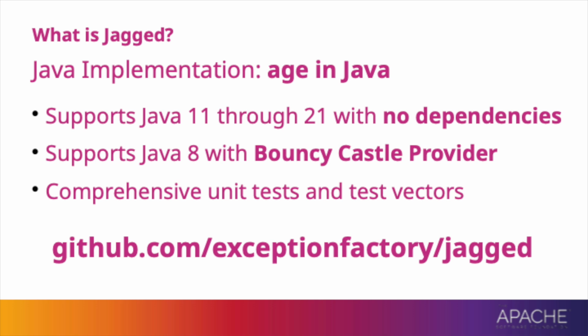This is because in Java 11, Java added support for both the ChaCha20-Poly1305 cipher algorithm and the X25519 key exchange algorithm. So that has the benefit, if you're running on those versions, you don't need any additional dependencies. If you're still stuck on Java 8, you can run jAge with the Bouncy Castle security provider. So this is part of all the build tests.